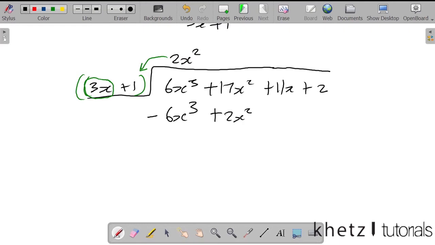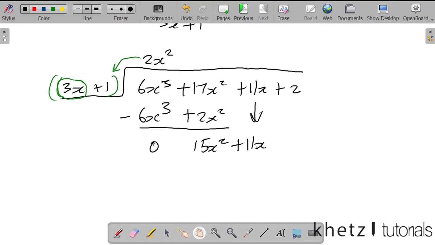Then you're going to subtract that. So here you're going to get 0, then 17 subtract 2x squared. So 17x squared subtract 2x squared, you should get 15x squared. So now we're going to take this down here. Then you're going to have plus 11x.